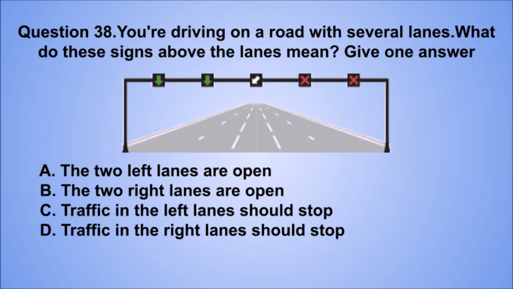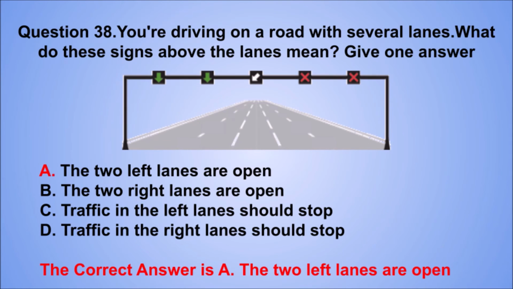Question 38. You're driving on a road with several lanes. What do these signs above the lanes mean? Give one answer. A. The two left lanes are open. B. The two right lanes are open. C. Traffic in the left lanes should stop. D. Traffic in the right lanes should stop. The correct answer is A. The two left lanes are open.